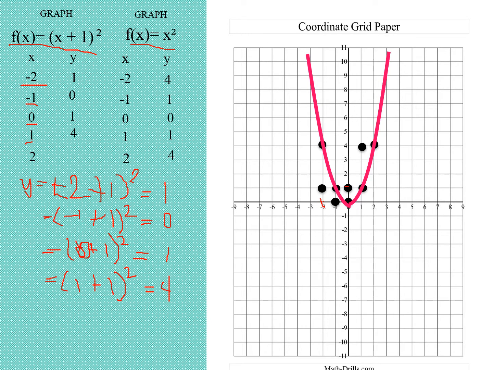Next, we have the last, which is 2. So, we have 2 plus 1 squared. So, 2 plus 1 is 3. 3 squared will become 9. Then, we have y as 9. Then, our plot is there. So, when we connect them, we have the parabola which opens upward.